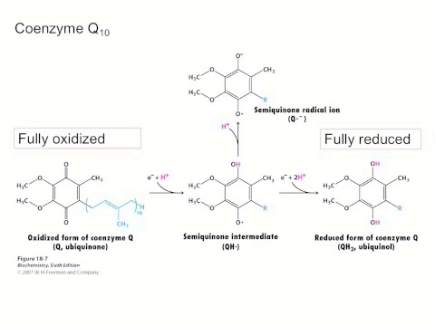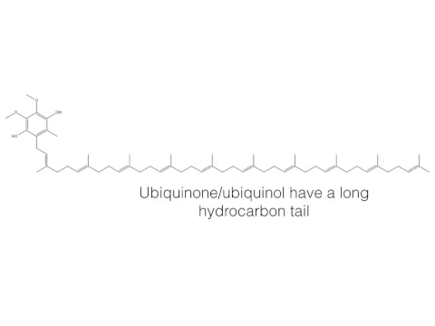We can add 1 electron at a time to form semiquinone intermediates, shown in the diagram in the middle. When coenzyme Q is fully reduced, it is known as ubiquinol, and it is a diol having 2 hydroxyls that are bonded to the central ring. Ubiquinone, and of course ubiquinol, have a long hydrocarbon tail that is shown here.